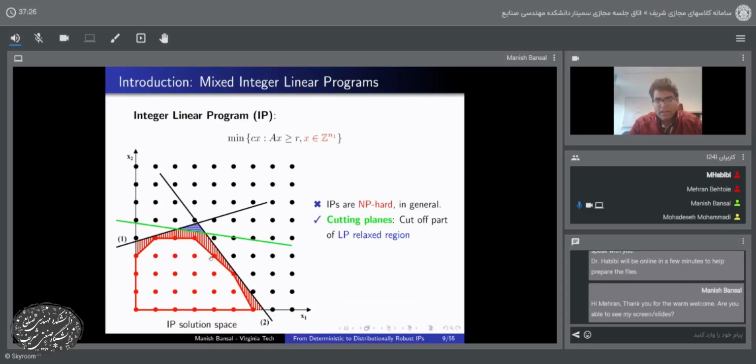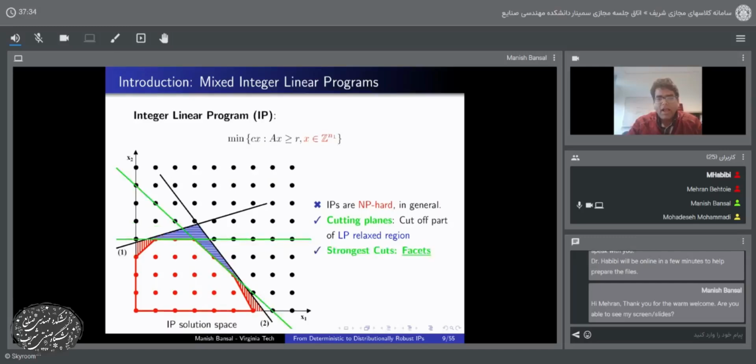And they are also referred to as shortcuts. So I will be calling them cuts because they cut off this LP relaxed region. And the strongest ones could be referred to as facets, which are the cuts or the hyperplanes corresponding to these red boundaries here. So if I can add these red boundaries, I am able to obtain some information about the convex hull of the integer solutions.